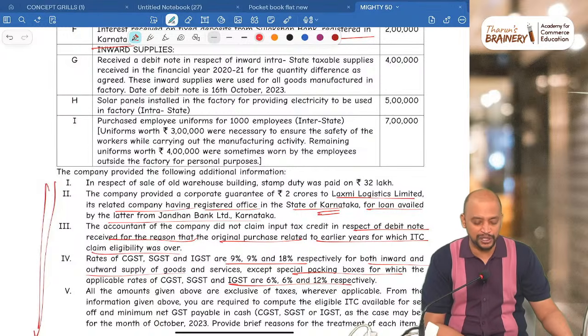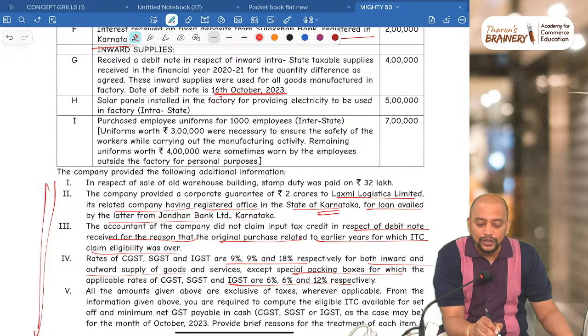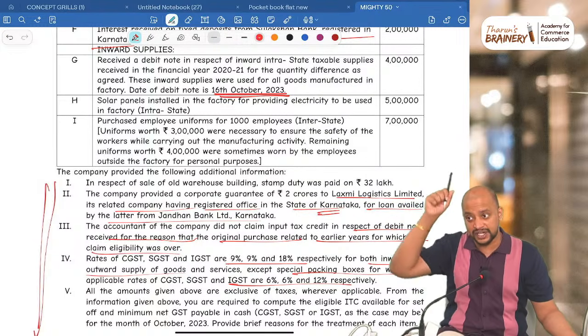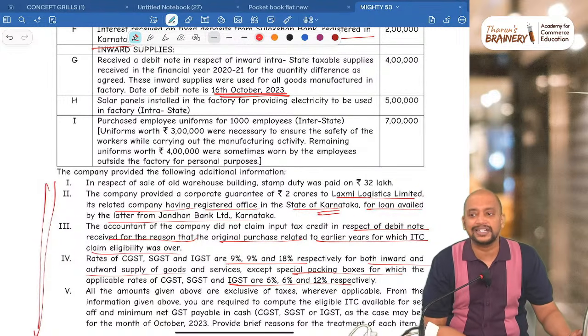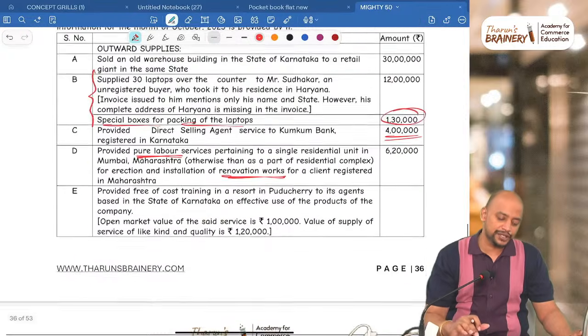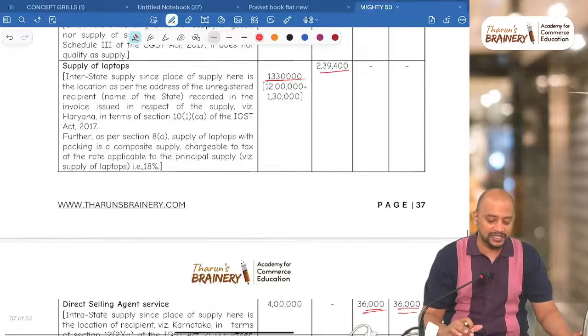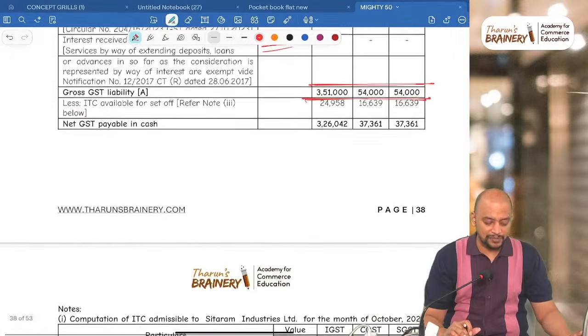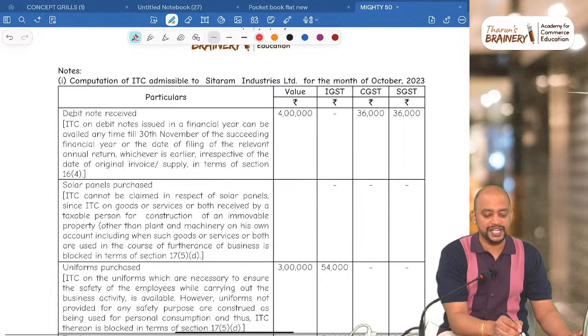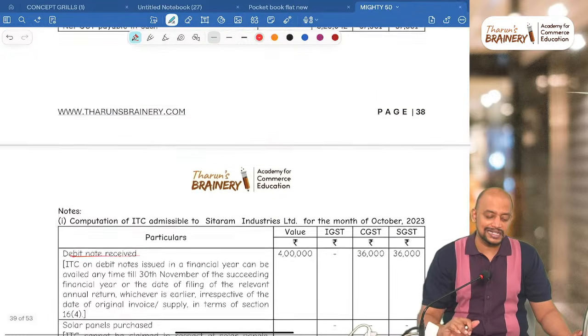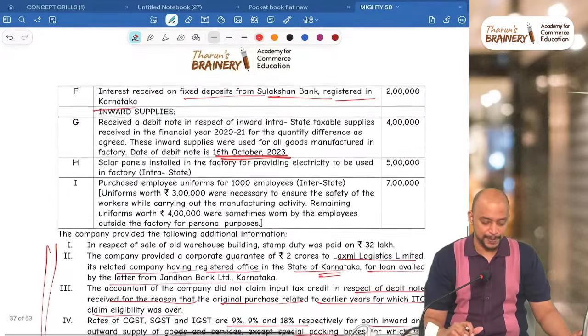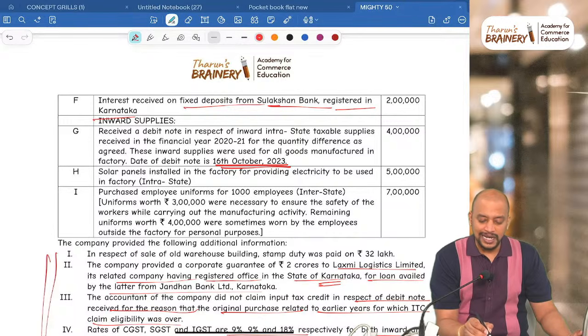It's okay, but for the debit note only we need to see. Debit note received in the financial year 2021 for the quantity difference, and the date of debit note is 16th October 2023. Invoice may be for an earlier financial year, but the debit note is in this financial year. We can take ITC, right? Right now we are doing the computation for which month? October. So we can take ITC, so it will directly come in the third statement. What is that third statement? ITC available, debit note received. And it is CGST, SGST. Why CGST, SGST? See there, intra-state taxable supply.